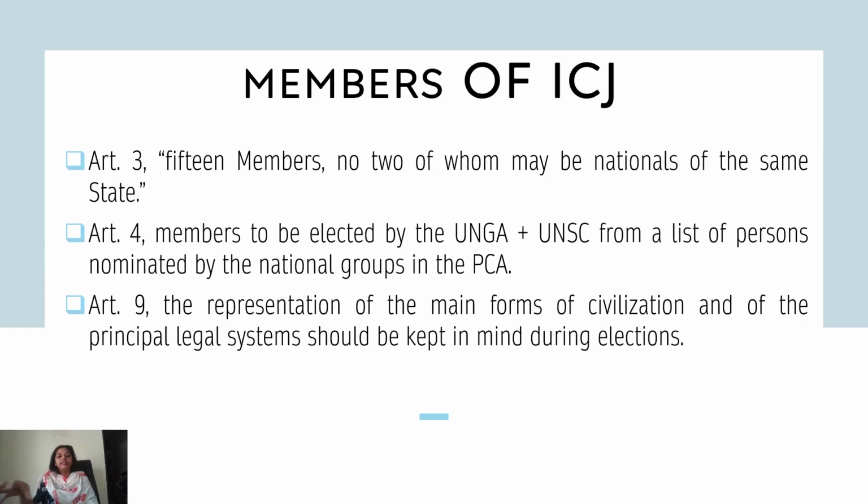So the principal legal systems should be represented. The main forms of civilizations should be well represented at the International Court of Justice. And these are the things that should be kept in mind by UNGA, UNSC, during the election of the members of ICJ.